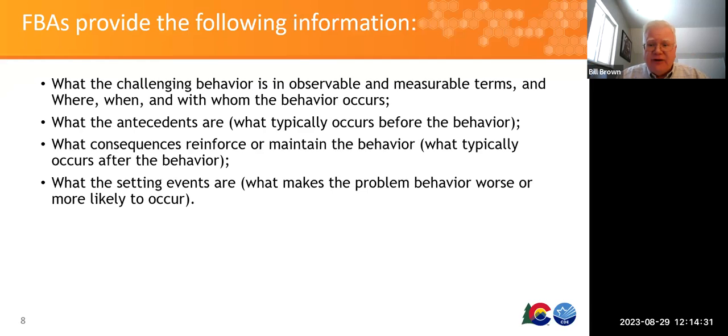FBAs provide the following information for people. They identify what behaviors are challenging in observable and measurable terms. And what we mean by observable and measurable, if I say the student is avoiding work, there's lots of different ways a student can avoid work. They could avoid work by pulling their hoodie over their head. They could put their head down on their desk. They could crawl under the desk. They could leave the classroom. There's lots of different ways a student might avoid that.